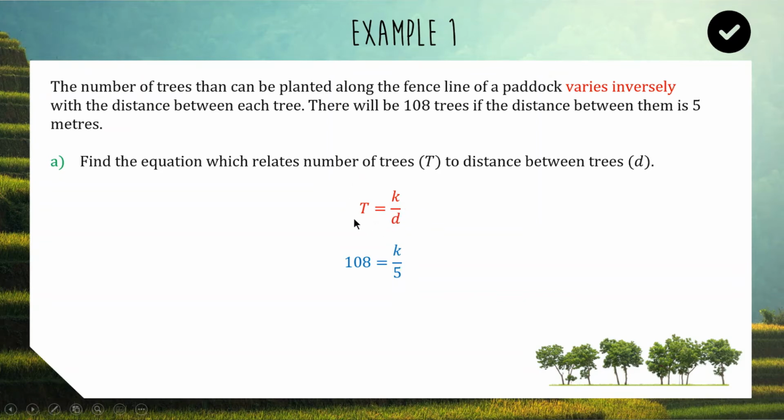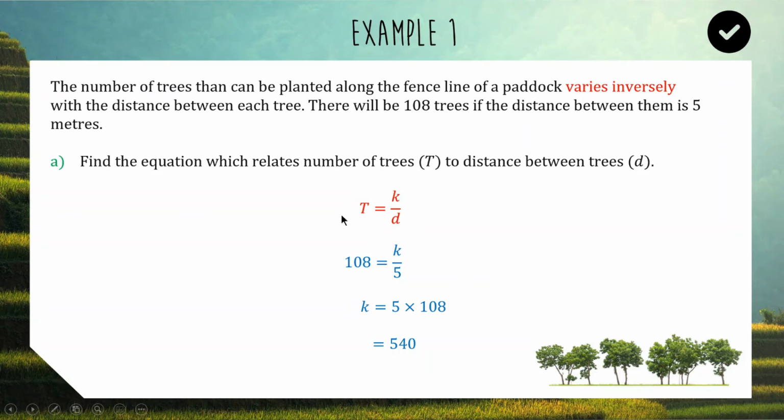All right, so we've written down our equation. We've subbed in some values from the question. Now we're going to solve for k. How do we solve this equation? We multiply the 5 across, or we're multiplying both sides by 5 to get rid of the divided by 5. 5 times 108 works out to be 540, and there you go. We have figured out what the value of k is.